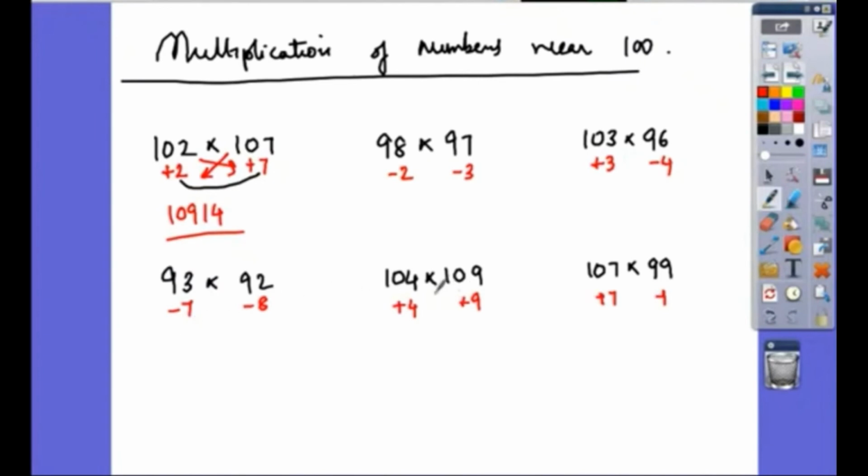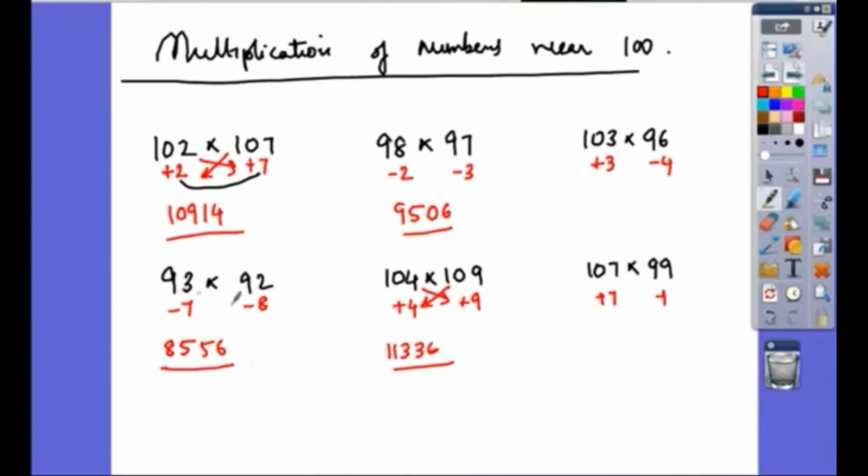Again, let's solve this one. 104 plus 9 or 109 plus 4. How much is that? That's 113. Right? 4 9s are 36. This is your answer. 98 minus 3 or 97 minus 2 is 95. Then 2 3s are 6. You can't directly write 6. You have to take 06. Then 93 minus 8 or 92 minus 7 is 85. 7 into 8 is 56. Minus into minus becomes plus, no? So you just have to add 56 and that's your answer.